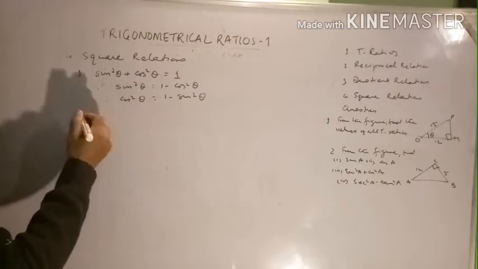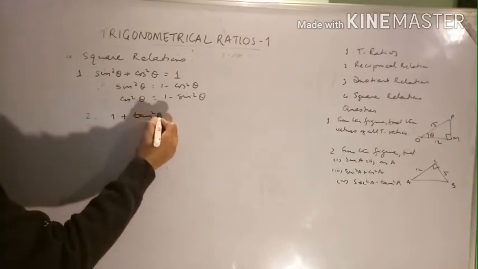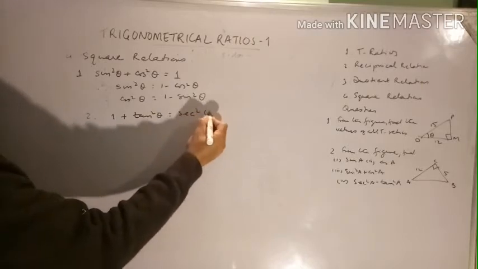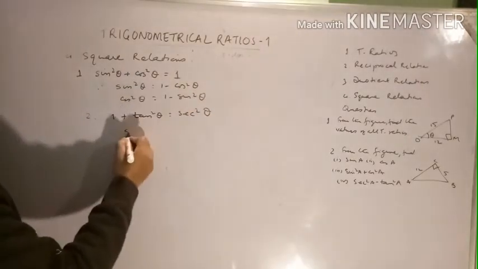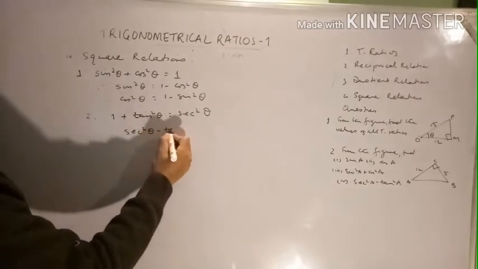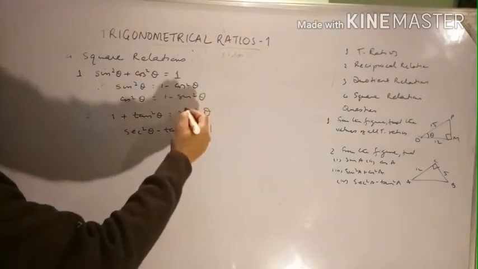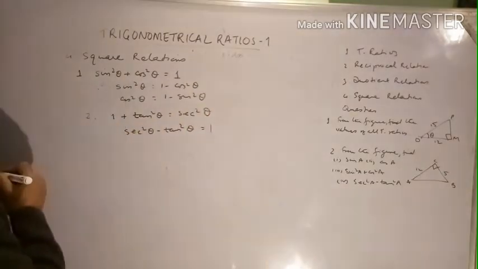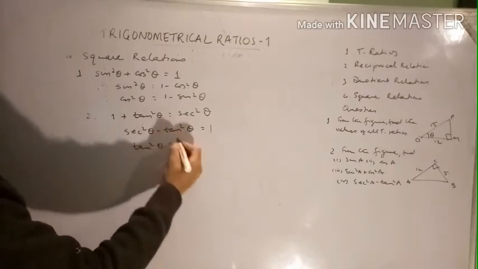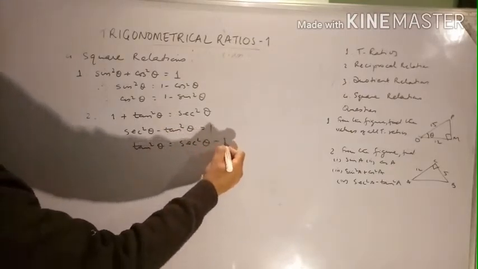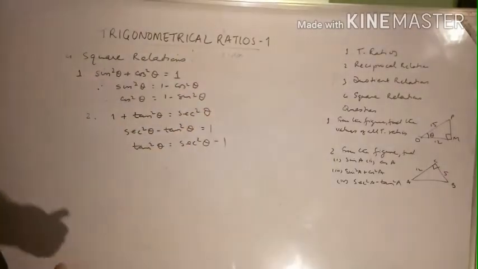Similarly, we have two more sets. The other one is 1 plus tan square theta is equal to sec square theta. Therefore you get sec square theta minus tan square theta is 1. When tan square goes that side, it becomes sec square minus tan square, and 1 will be left. And tan square theta will be equal to sec square theta minus 1.